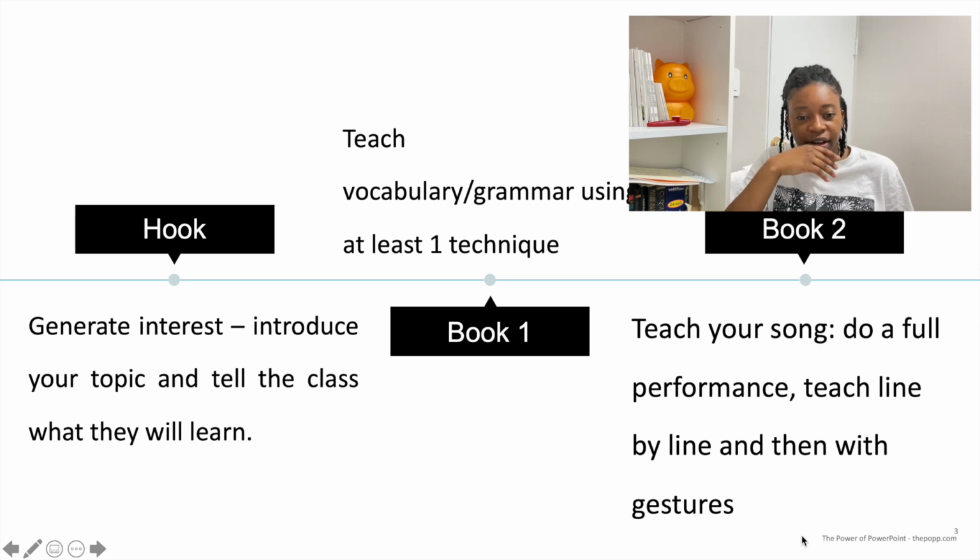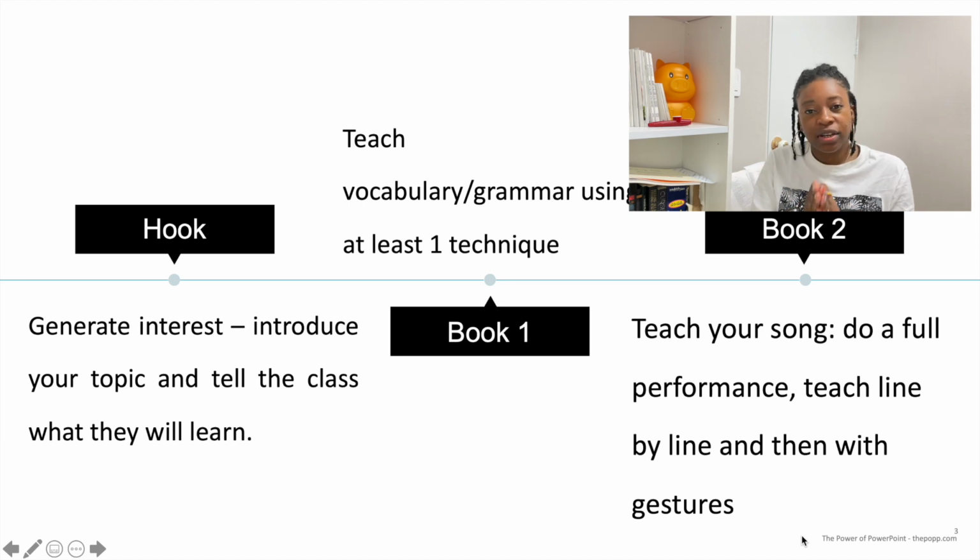When you are teaching in this class, I think I'm going to limit it, for your first presentation anyways, to 3 steps. Number 1 is a hook, just introducing yourself and the topic, what the class will be about. Number 2 is teaching your vocabulary. Hopefully I'm going to get to see you guys using at least one of those techniques that I've talked about. That is not just about using pictures. And then also teaching your students a song with gestures, with everything.